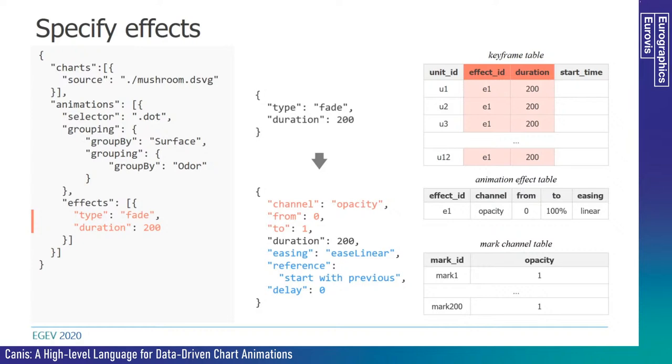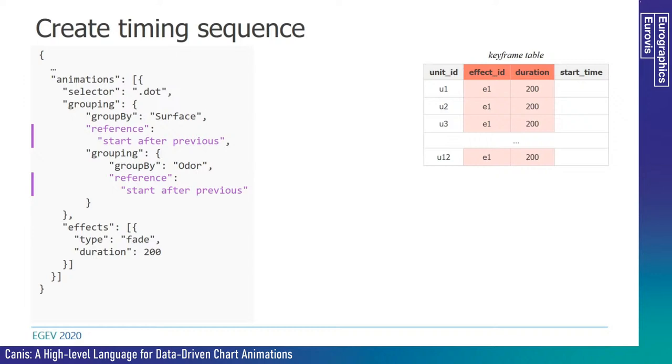According to the data patterns or analysis tasks, we can specify when the animation of each unit starts with timing specifications, including reference, delay, or duration. And each component can have its own timing, like animation unit, effect, or grouping, as what we have here. Reference indicates the relative order of the components, including start with previous or start after previous.